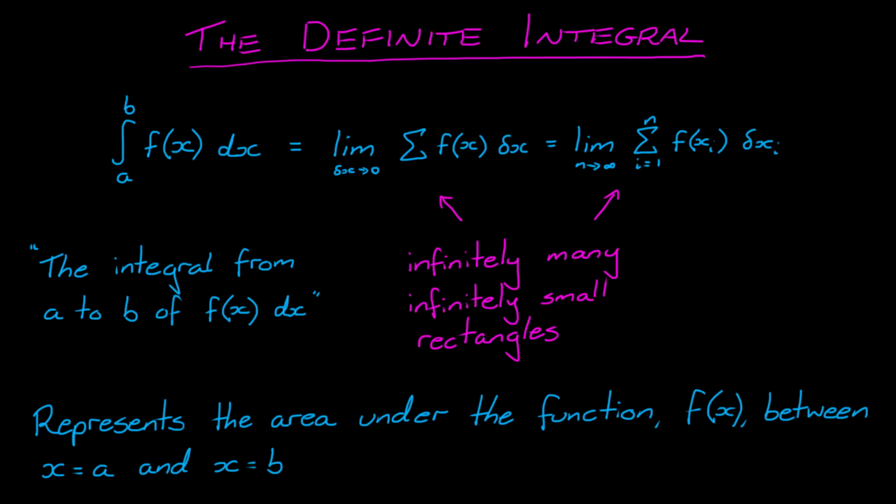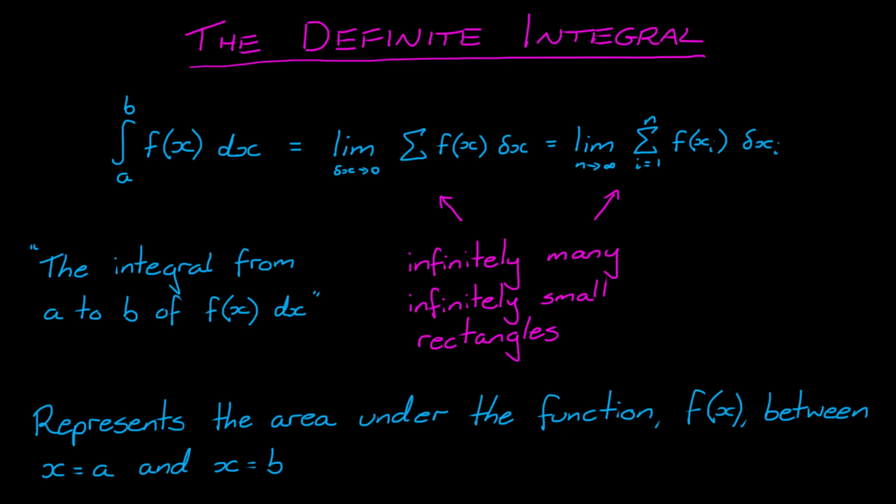equals b. As we previously saw, this area can be represented as a sum of infinitely many infinitely small rectangles. In the first version here, we've got the limit as delta x approaches 0, so the limit as the size of each rectangle becomes smaller and smaller, of the sum of all of the individual rectangles, f of x times delta x. In the second version, it's written slightly differently. It's written as the limit as n goes to infinity, so as the number of rectangles becomes infinite, of a sum of f of xi delta xi.